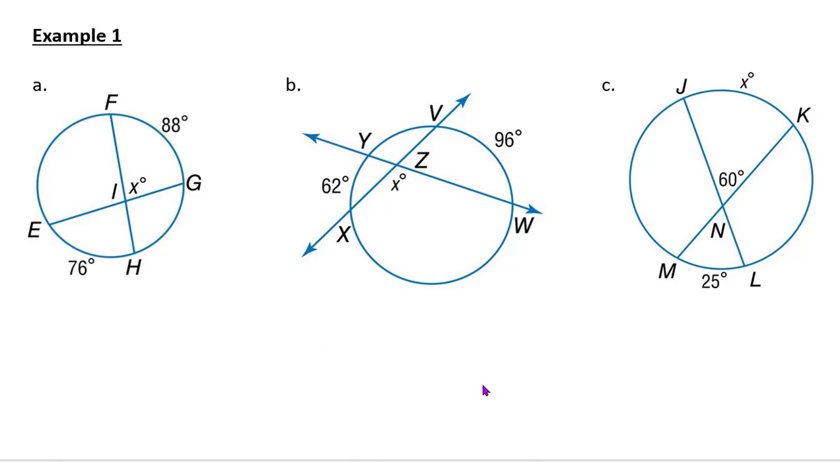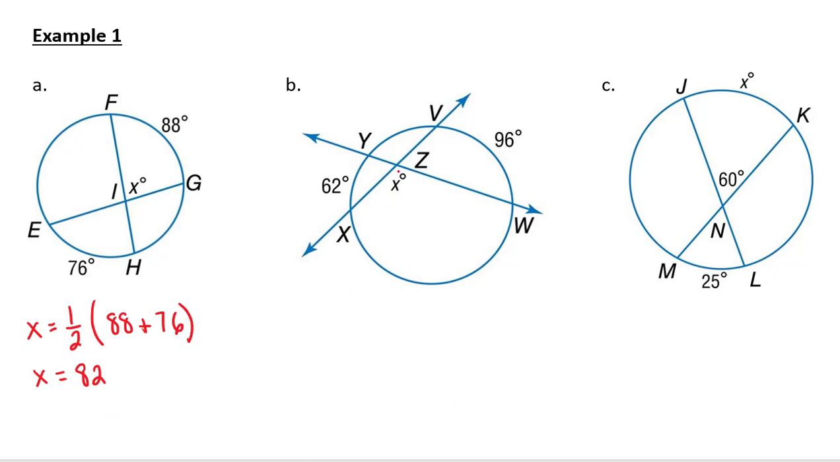Okay, so our first example here. I assume for all of these, find x. I don't have directions on there, but we're going to assume we are solving for x in all of these. So for A, x equals 1/2 the measure of arc FG, which is 88, plus EH, which is 76. And that works out to be 82.